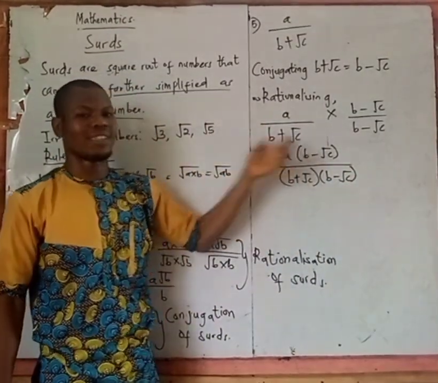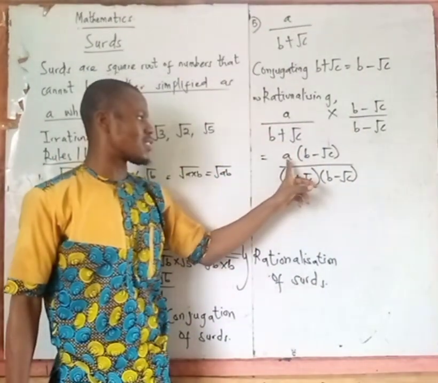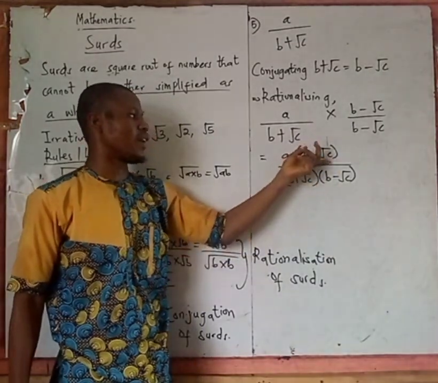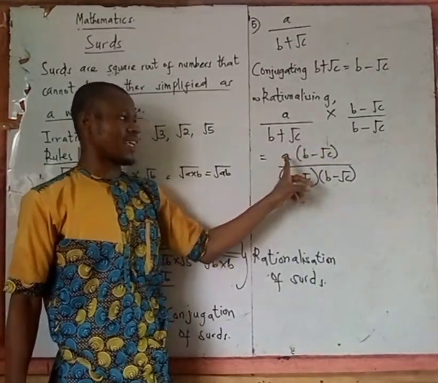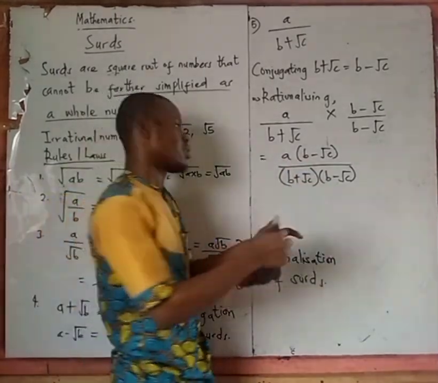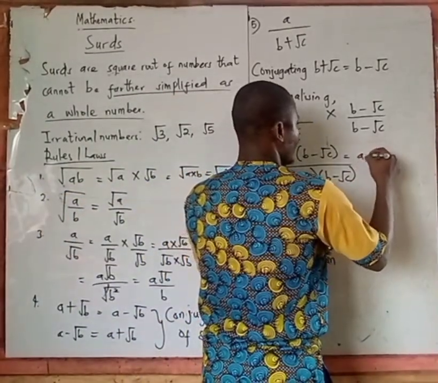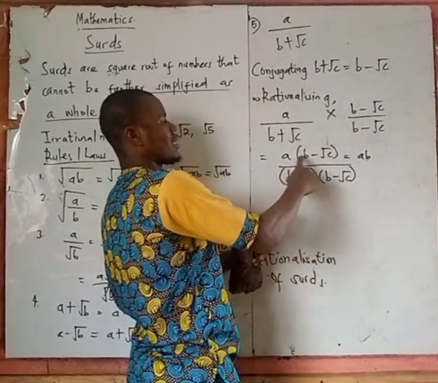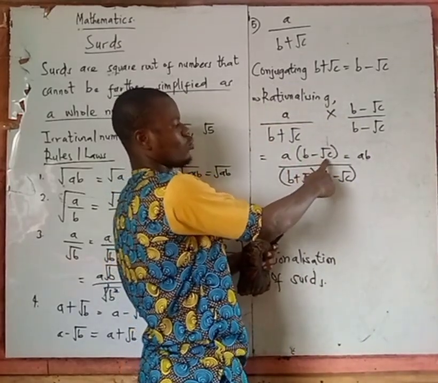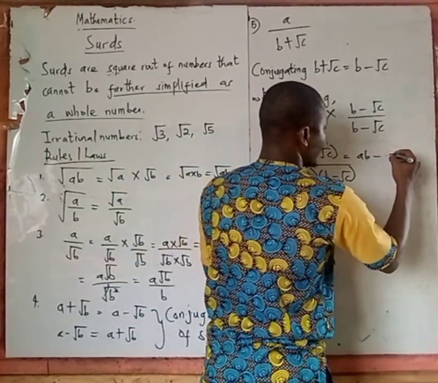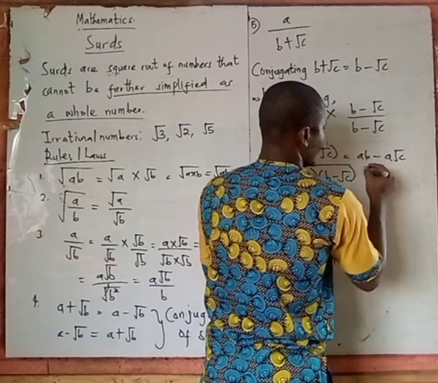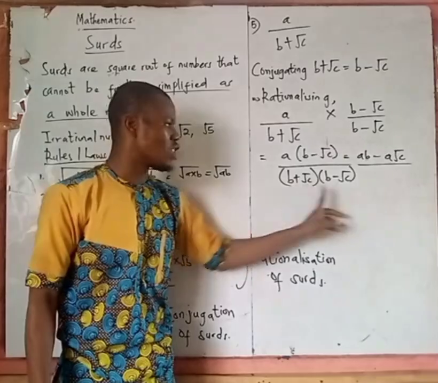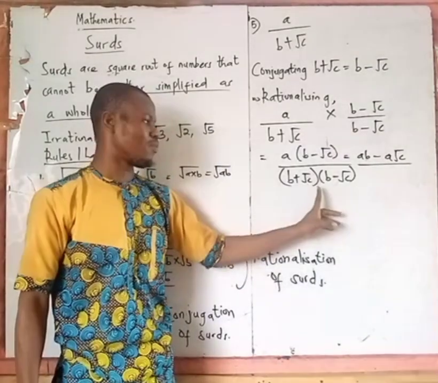So let's multiply this out. We are going to open the bracket. So we multiply this, starting with a. So a times b gives us ab. A times minus root c will give us minus a root c. Divided by, when you open the bracket, we're going to multiply these numbers with this, all together.